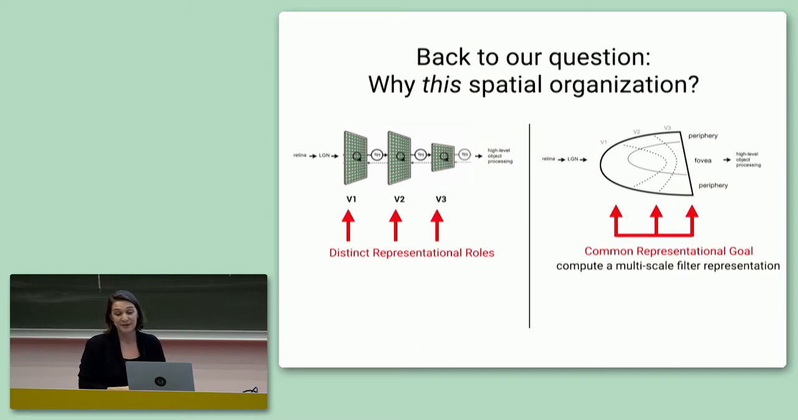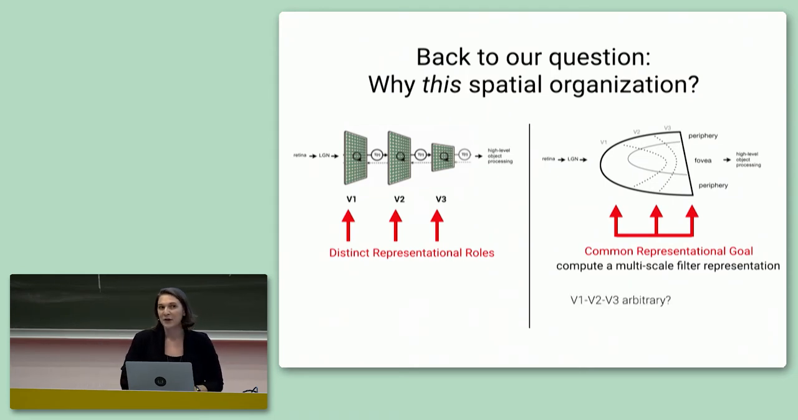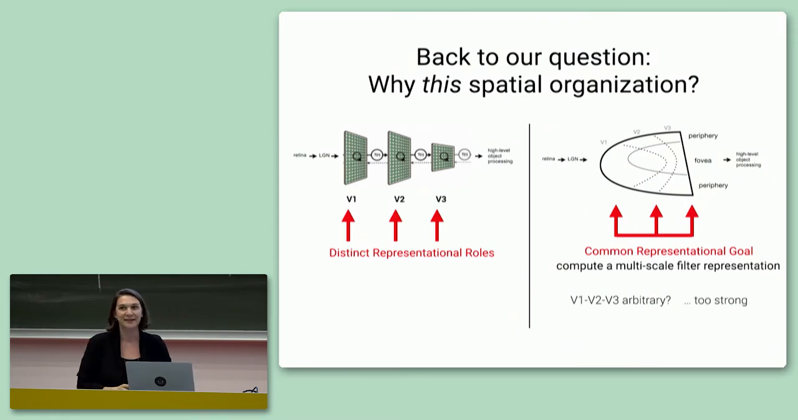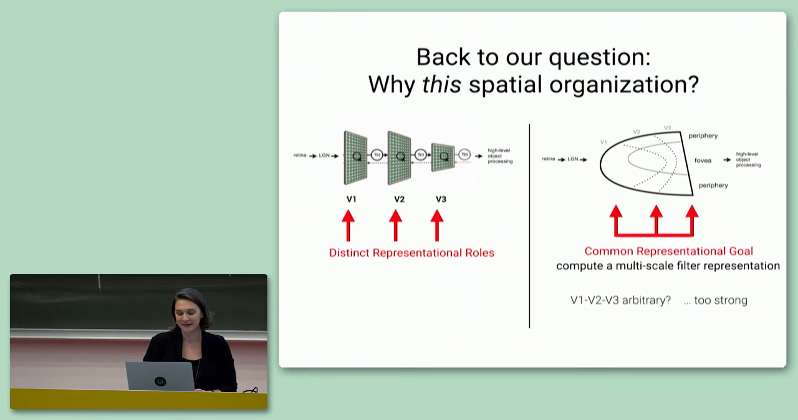And that is to compute a multi-scale filter representation and make it explicit, to take that implicit thing and make it explicit in the topography. Okay, implications. Does that mean that V1 and V2 and V3 are totally arbitrary divisions, just how it happened to fold through the map? I think that's far too strong. I don't think you should take that away.